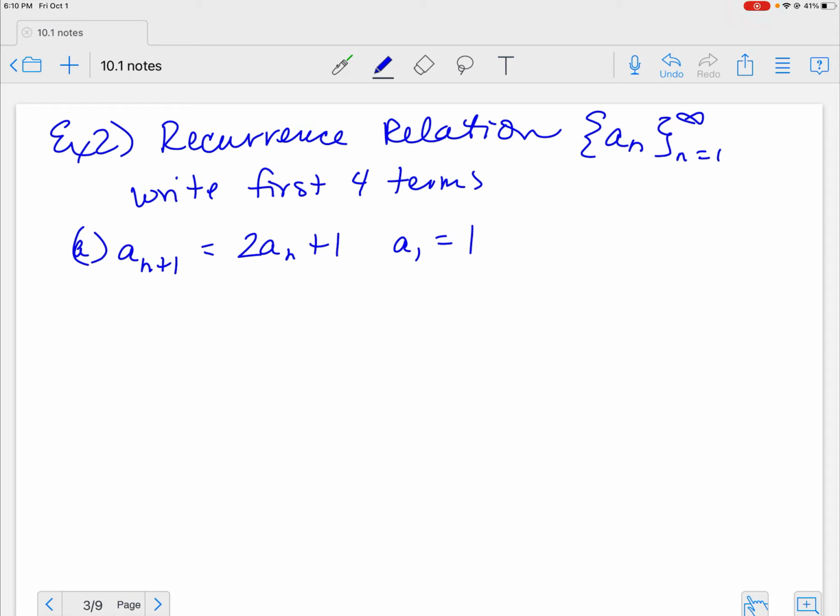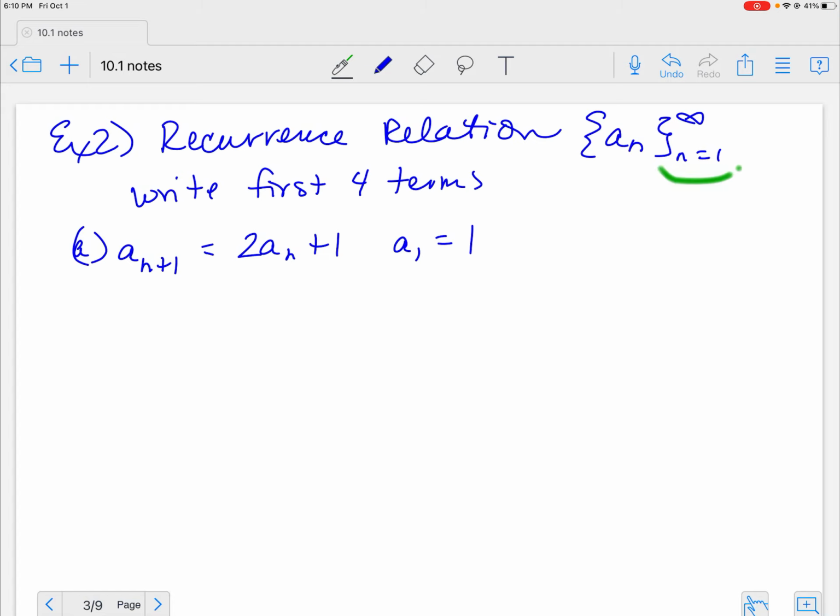Remember, with a recurrence relation, you build on the terms. So you have to have an existing term so you can build on it, right? Okay. So let's do it right here.